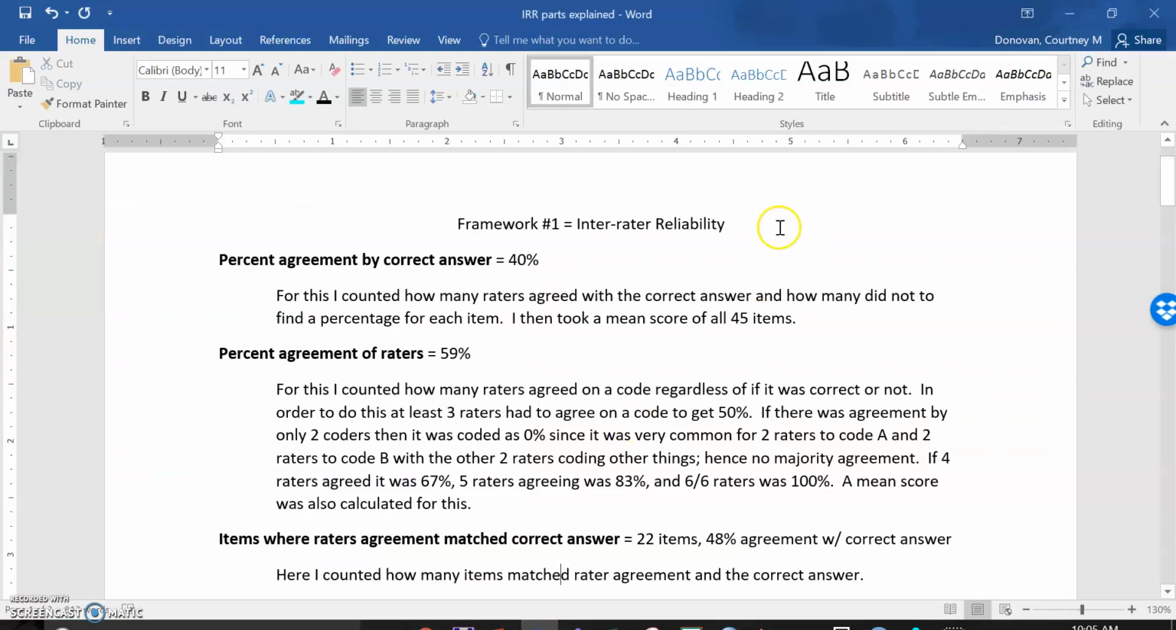So then I'm able to actually go through and write about all of the different ways that I did rater reliability. We started with percent agreement by correct answer, so the raters agreeing with the master coder. And for this, it was only 40% as a whole. But they're agreeing with each other almost 60%, which made us question the correct answer. Do we need to change what is correct, or do we need to train the raters better to understand what correct means?